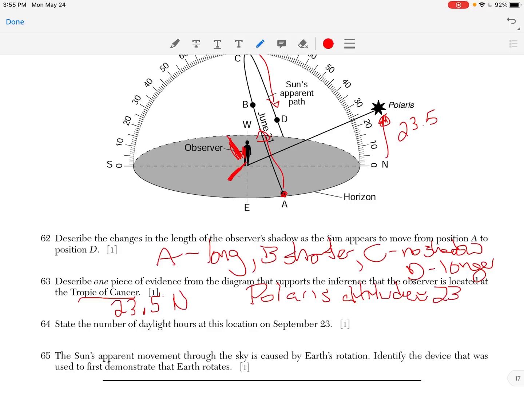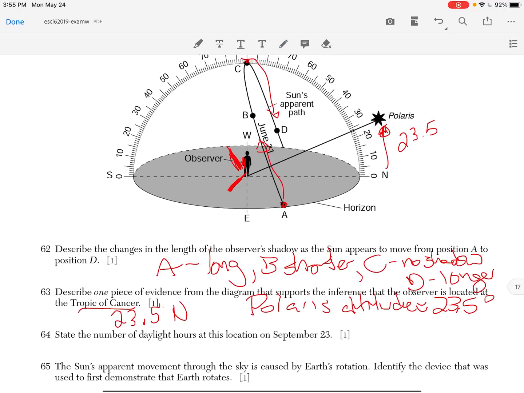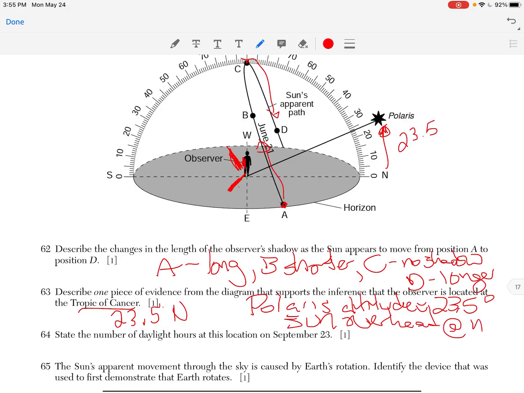And the fact that you can actually see Polaris means he's in the northern hemisphere, okay? That's one answer. Another answer you could say is the fact that this observer has the sun directly overhead at noon on June 21st. So I'll just say sun overhead at noon on June 21st. Sorry about my sloppy handwriting, but you get the general idea. Okay, so those are two possible answers. Either one of them will get you credit, but basically you have to give some evidence as to why that person's there.